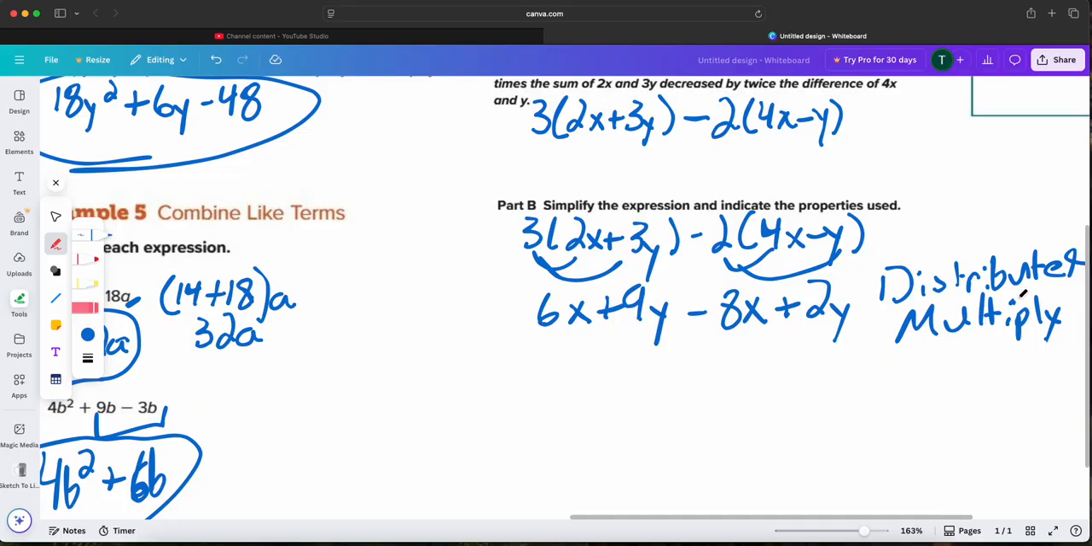Now what we can do if we look at this is we have these x's that are like terms and these y's that are like terms. So we can go ahead and rewrite it to where we have our x's near each other and our y's near each other. So if we do that, it would become 6x minus 8x plus 9y plus 2y. So I flip things around the plus sign there. So that is called the commutative property.